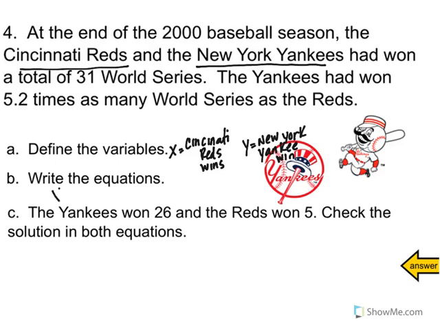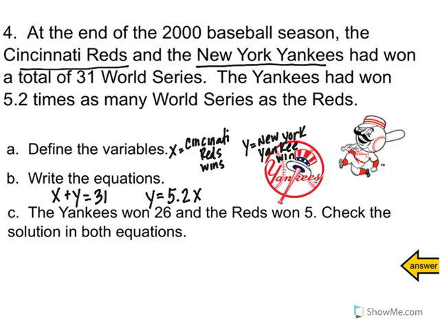So I know my first equation has to be x plus y, the number of Cincinnati wins, plus the number of Yankee wins, is equal to 31 total wins. The Yankees had won 5.2 times as many World Series as the Reds. So the Yankees were y, had won 5.2 times as many. So 5.2 times the number of Reds wins. So that would be x.